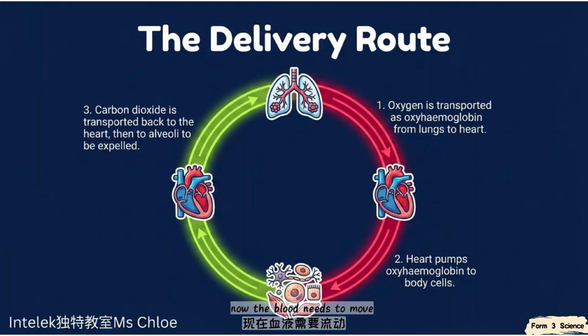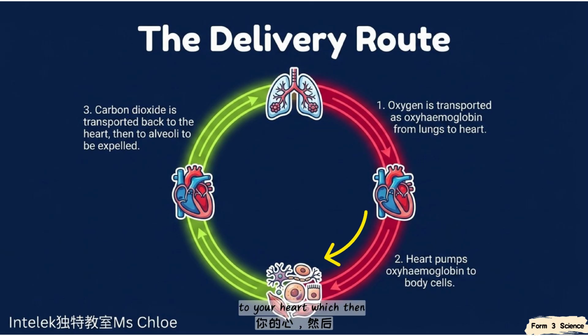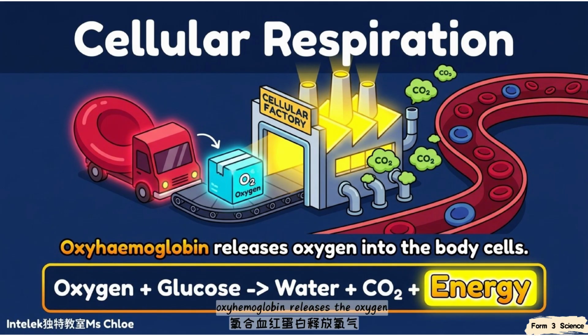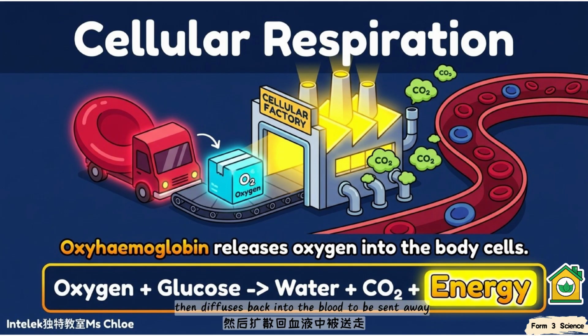Now, the blood needs to move. The oxyhaemoglobin is transported from your lungs to your heart, which then pumps this oxygen-rich blood to all the body cells that need it. When it reaches the cells, oxyhaemoglobin releases the oxygen. Your cells use this oxygen for cellular respiration, combining it with glucose to create energy, water, and carbon dioxide. The carbon dioxide then diffuses back into the blood to be sent away.